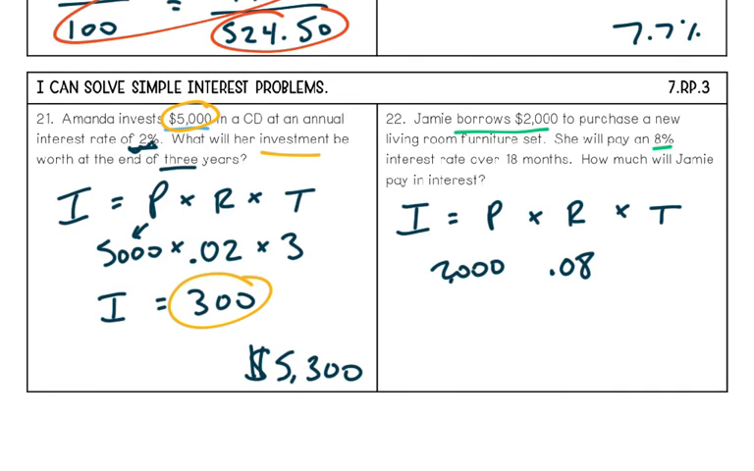And I know that it's over a period of 18 months. And I want the time in years. So 12 months makes one whole year. And since there's still 6 months left, that's half of a year. So 1.5 would be my time. To find the interest, I need to multiply these values together. And when I do that, I find that the interest is $240. And in the question, it's just asking me how much Jamie pays in interest. It's not asking me for the total. So this will be my final answer for this question.